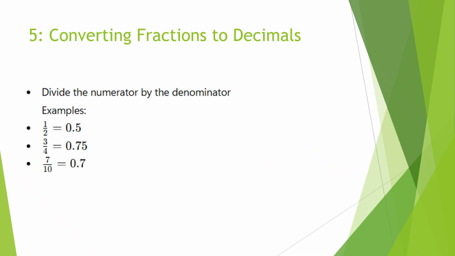Next, converting fractions to decimals. How can you convert a fraction to a decimal? Divide the numerator by the denominator. For example, 1 by 2. Here 1 by 2 is equal to 0.5. 3 by 4 is equal to 0.75. 7 by 10 is equal to 0.7.